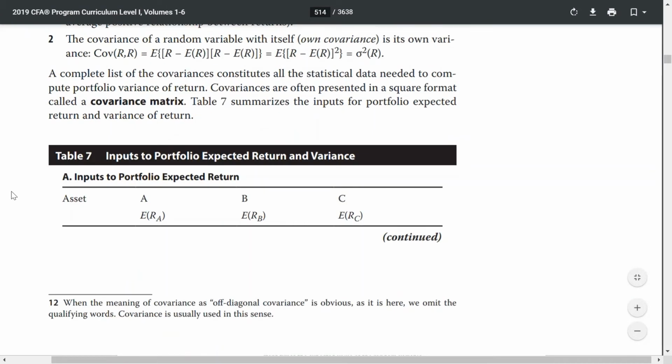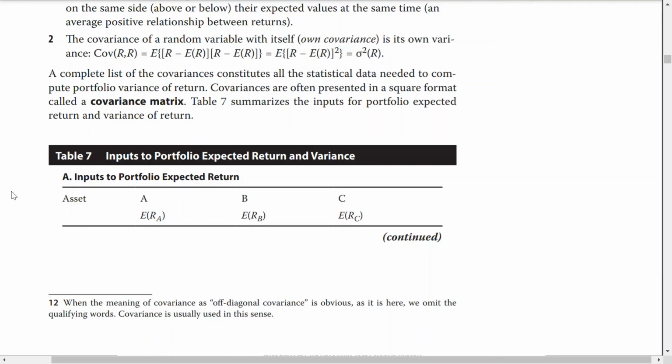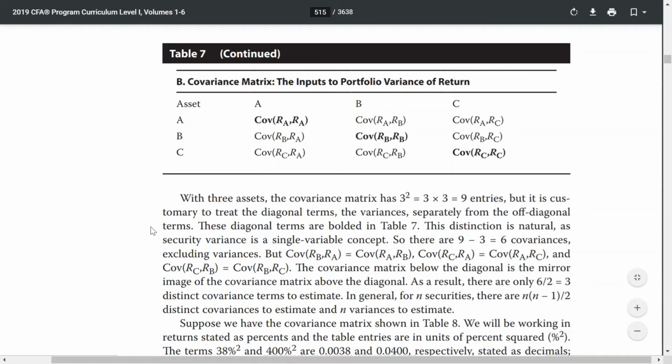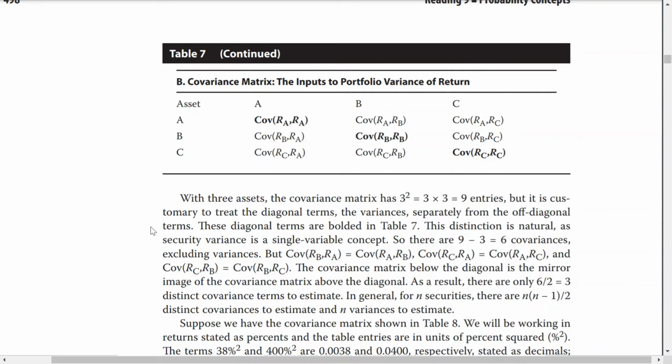A complete list of the covariances constitutes all the statistical data needed to compute portfolio variance of return. Covariances are often presented in a square format called a covariance matrix. Table 7 summarizes the inputs for portfolio expected returns and variance of returns. Table 7, inputs to portfolio expected return and variance. So here's what it looks like. With 3 assets, the covariance matrix of 3 squared equals 3 multiplied by 3, which equals 9 entries. But it is customary to treat the diagonal terms, the variances, separately from the off-diagonal terms. These diagonal terms are bolded in Table 7.